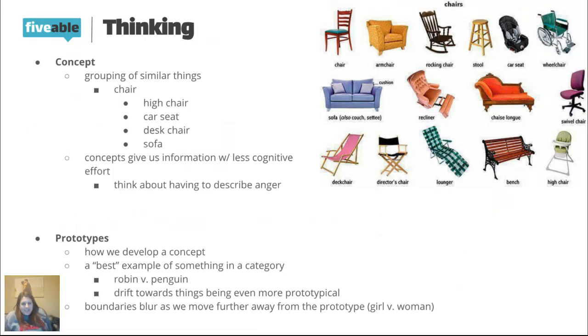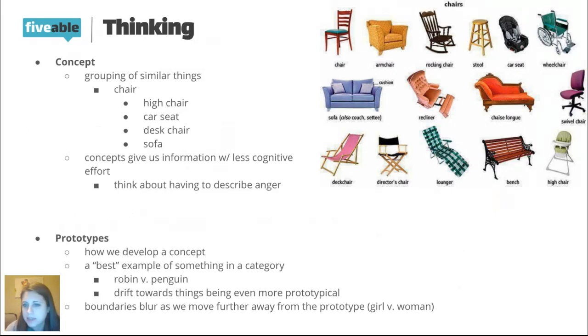Sorry about that. So we create these concepts of things, which are these broad umbrella categories of something. For a chair, we have all of these different examples here. They all look a little different, but they all have the same basic purpose, right? A chair is something you sit in. That's your concept. And if you describe something as a chair, it takes less cognitive effort to think about.